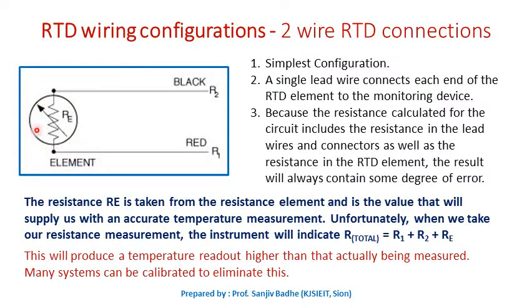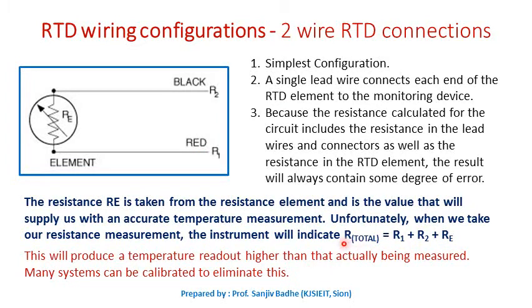Now, this sensing element we have seen in the construction is inside the protective case and we do not have access to it. We can measure the resistance only at these points, and when we measure the resistance at these points, it will include the resistance of this connecting wire and this connecting wire as well. So, if the resistance of this wire is R1 and the resistance of this wire is R2, then the resistance measured between these two terminals will be R1 plus R2 plus RE.